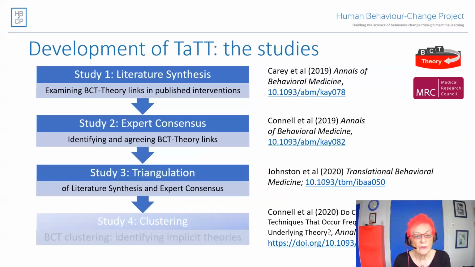TAT was developed in 4 studies. First of all, a literature synthesis. Secondly, an expert consensus. Thirdly, triangulation of those 2 studies. And an additional study about clustering of BCTs. And the publications for each of these studies is there. I'm going to describe the first 3 studies.